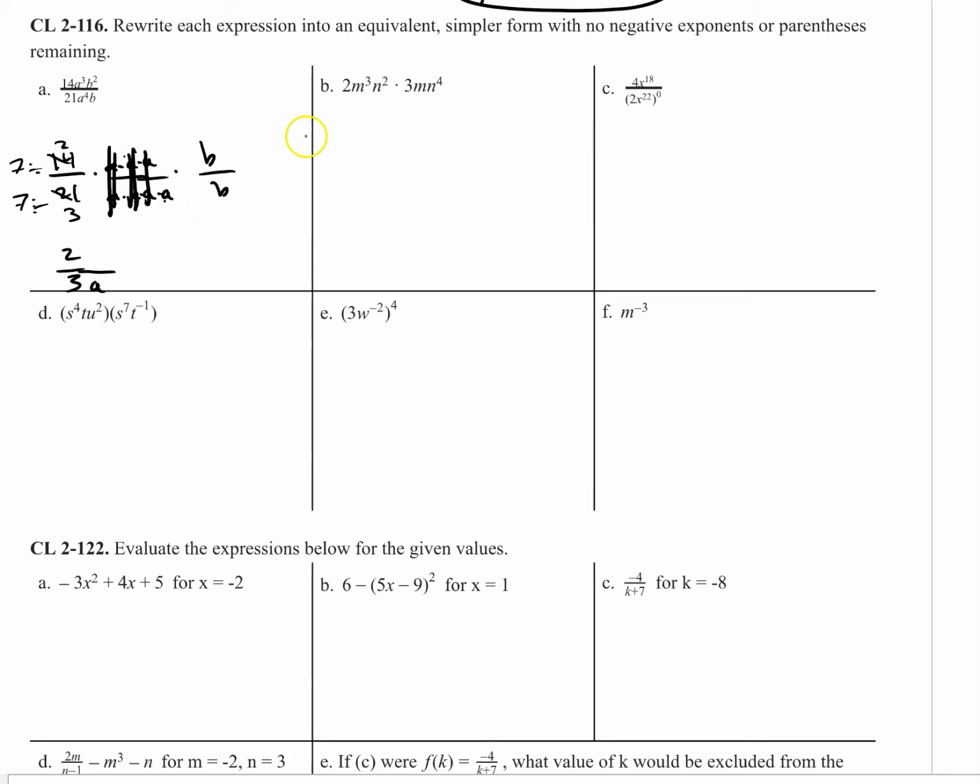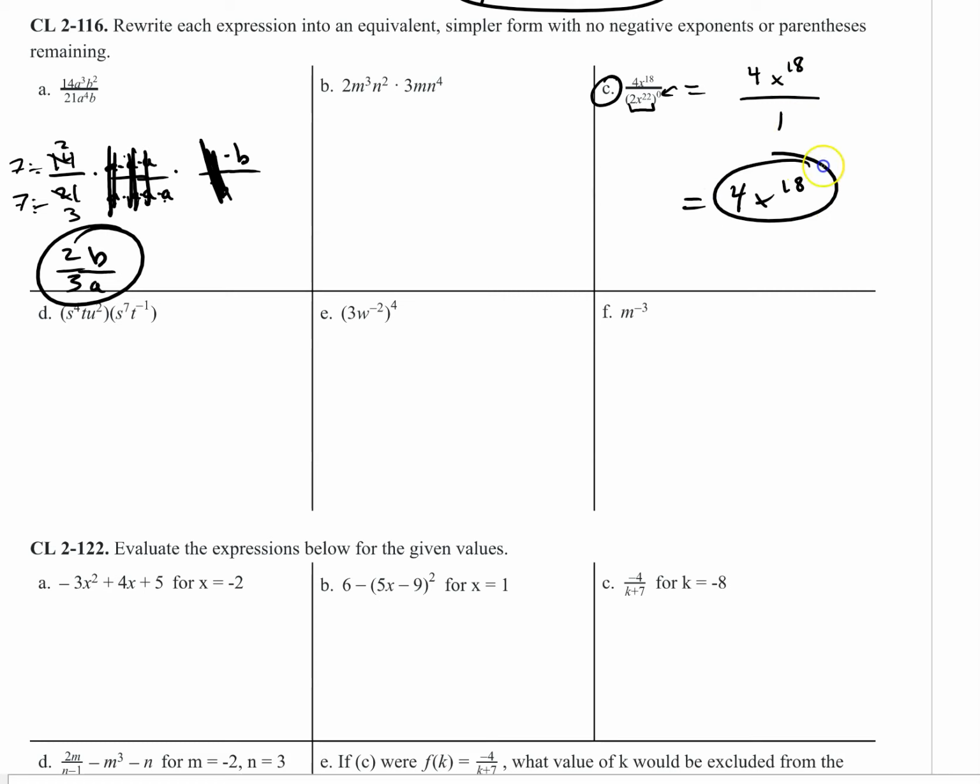And then over here, we've got b squared. That's just b times b all over b. So b's also cancel. There's 1 b left, but that b is on the top. All right, next, let's go over to c. You've got 4x to the power 18. I like these because this crazy looking base has an exponent of 0. And anything to the power 0 is 1. And when you divide something by 1, nothing happens.